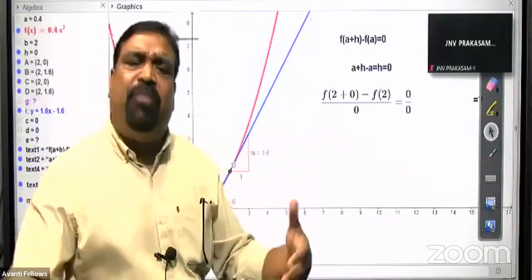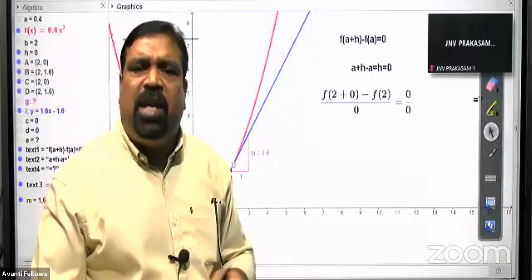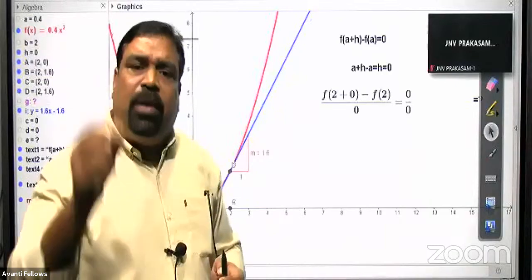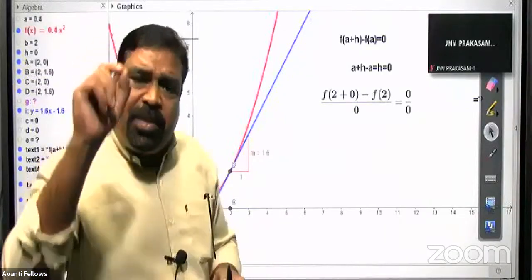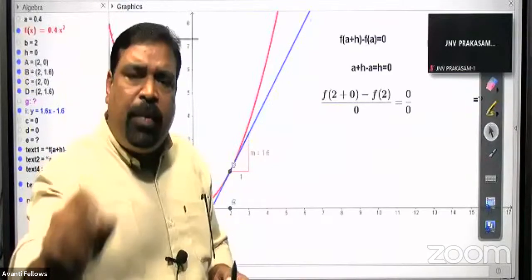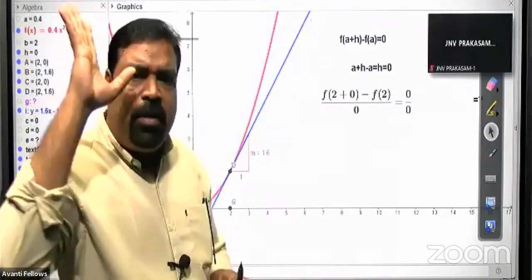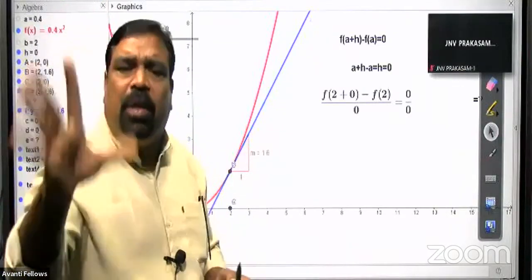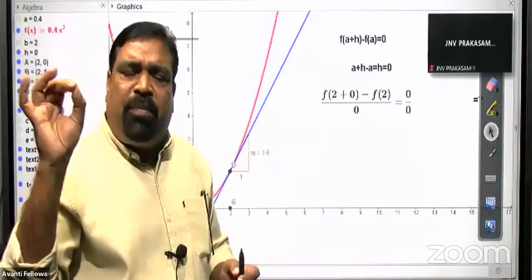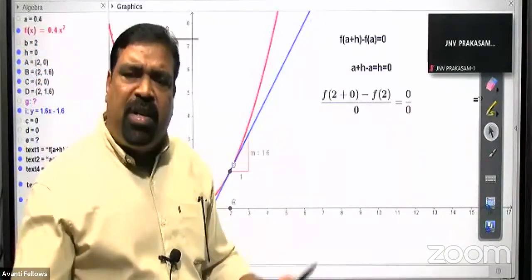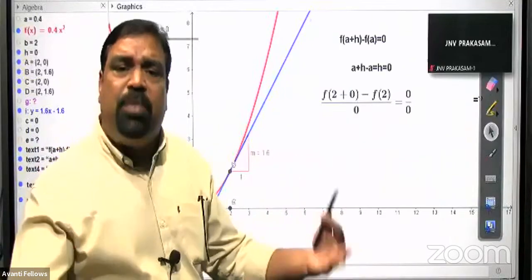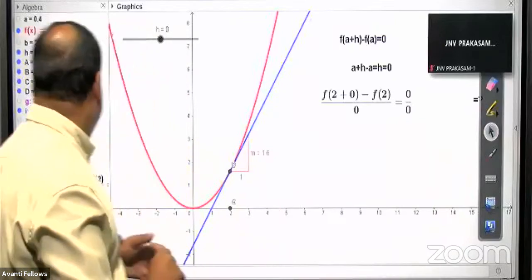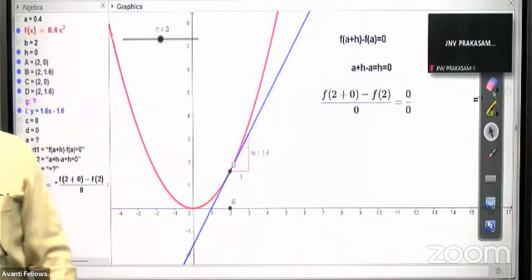Clear? So when we say a function is differentiable, what's the geometrical meaning? The slope of the tangent exists at each and every point on the graph of the function. Then we say that the function is a differentiable function. That's the meaning of the derivative geometrically. Clear? Any function. So let me take another function.